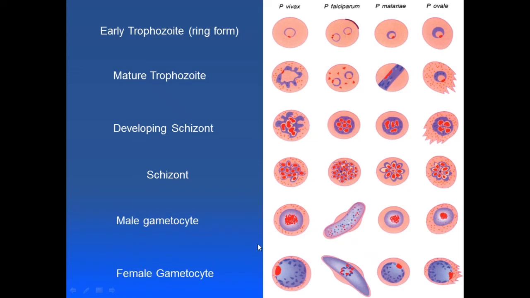Once these gametocytes are formed, we have discussed that Plasmodium vivax, malariae, and ovale are rounded, whereas Plasmodium falciparum is crescentic in shape. Plasmodium ovale can be seen early during the infection, whereas vivax is seen late in the infection. And moreover, in Plasmodium malariae the size of the RBC is either decreased or remains normal, whereas in vivax and ovale the size of the RBC is enlarged.